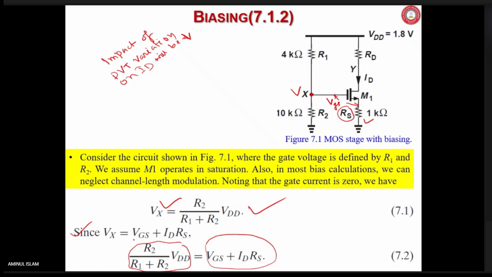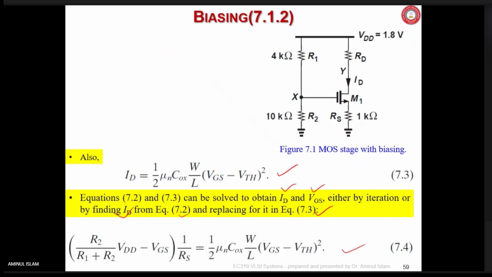Since Vx equals VGS plus ID RS, the voltage across this resistor RS and VGS here, that is what Vx is. So we can write this one. Yes or no? This you can write? Yes, sir.